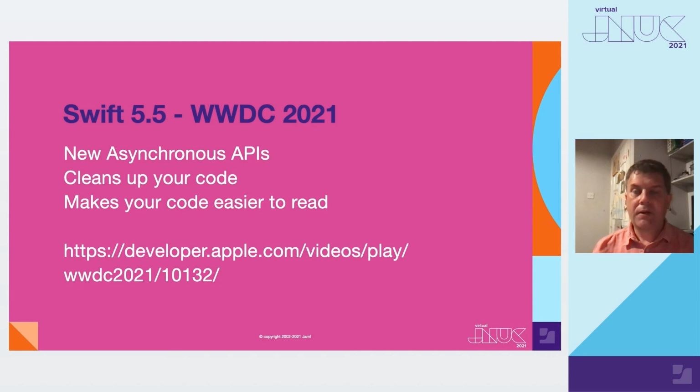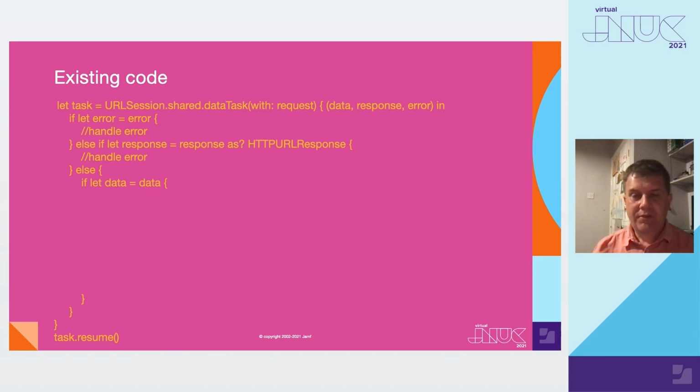Now to wrap up, with WWDC this year, with iOS 15 and macOS 12, Apple have made some nice changes to the asynchronous APIs, and one of the main changes is they basically changed the way you handle these asynchronous calls to make your code a lot cleaner and a lot easier to read. So there's a URL to the actual session on this, but just to give you an example of what it's going to look like, if you take the example we've been using, so here we've got a session.